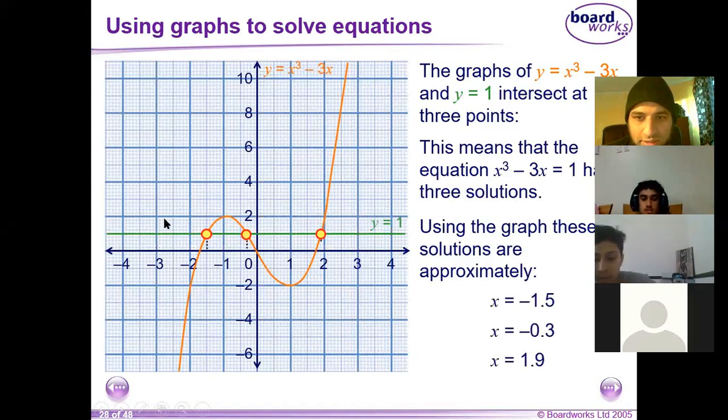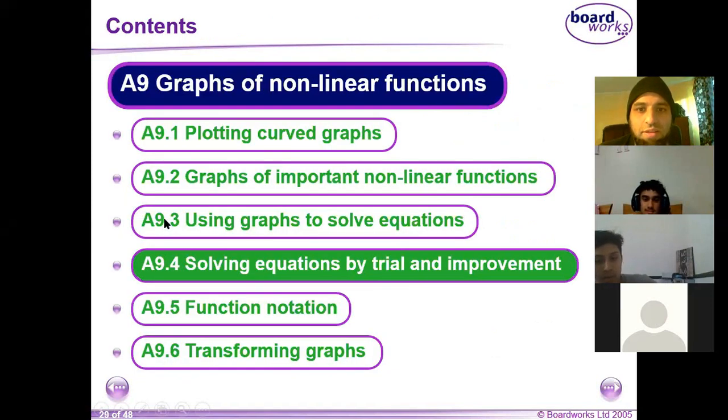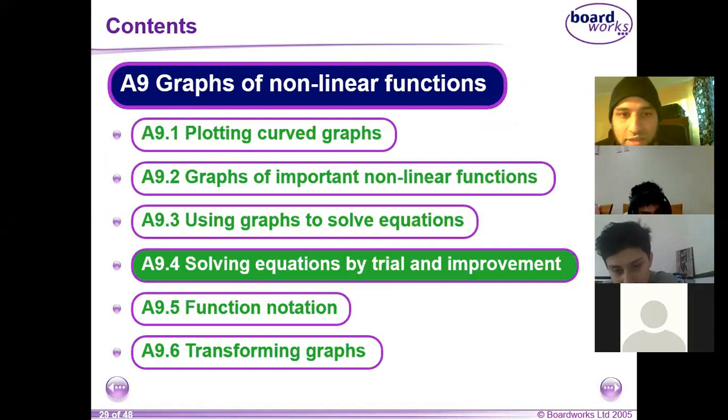It all works. Right, so now there's something called solving equations by trial and improvement, which we're going to do at some point. There's something called function notation, and there's something called transforming graphs. These are the next 3 parts. So let's start looking at solving equations by trial and improvement. It's called the iterative solution, but we're not going to give it that complicated name now. Just write down the title and let's move on.